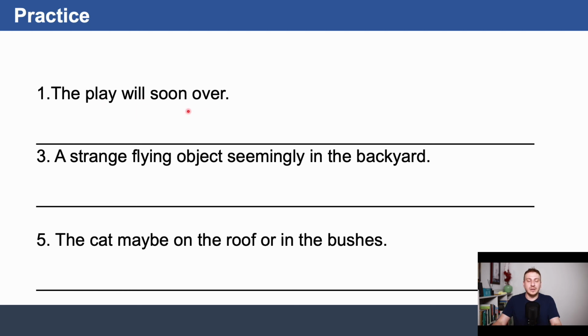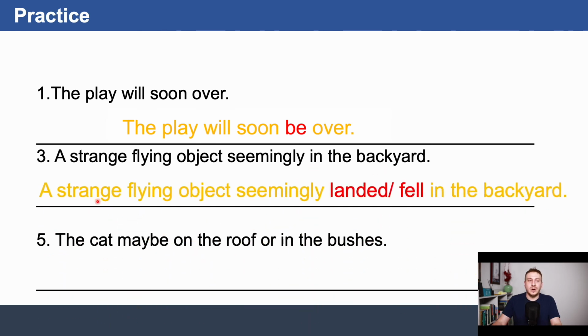Okay, so what do we need here? We need the verb to be, right? The play will soon be over. Okay, let's look at the next one. A strange flying object, seemingly in the backyard. So here we have a strange flying object, seemingly, and then we can use any verb we want that will complete the sentence. Landed or fell in the backyard.